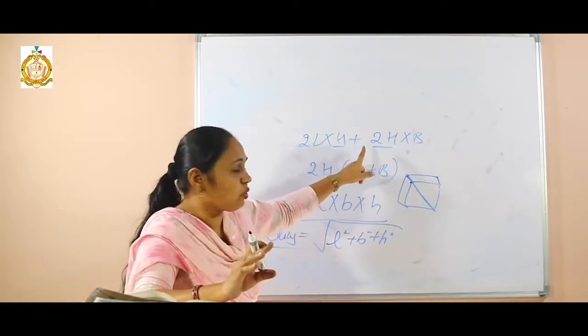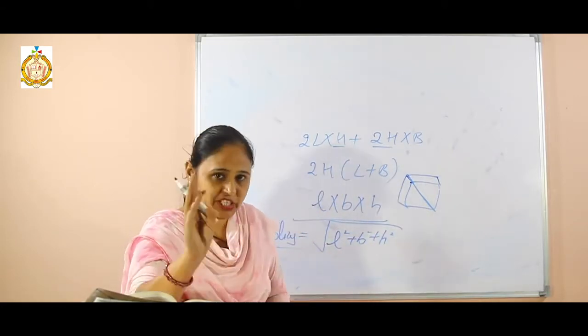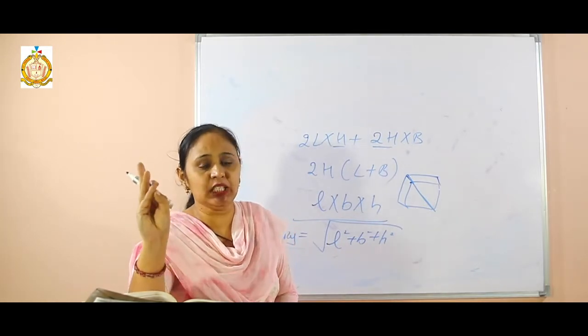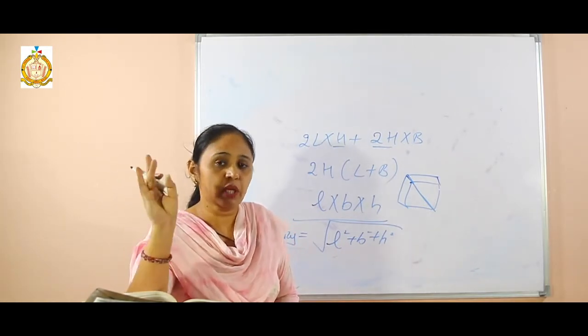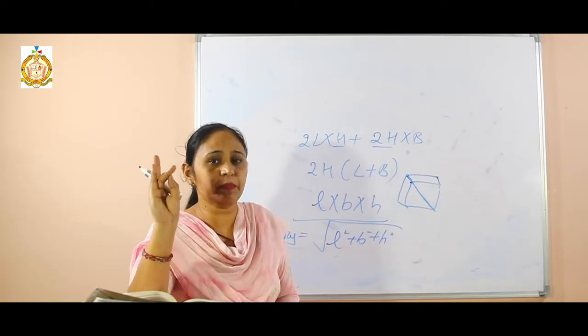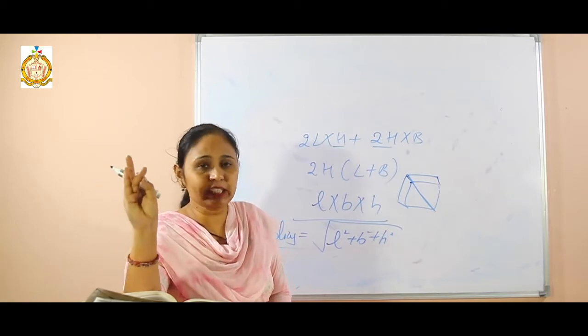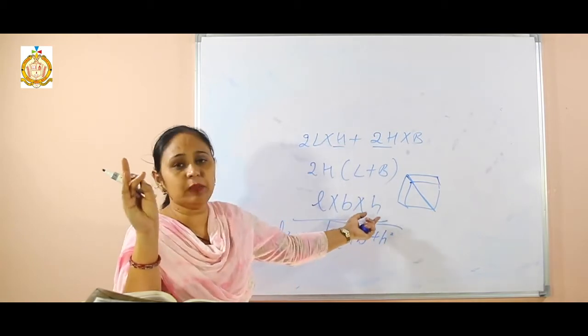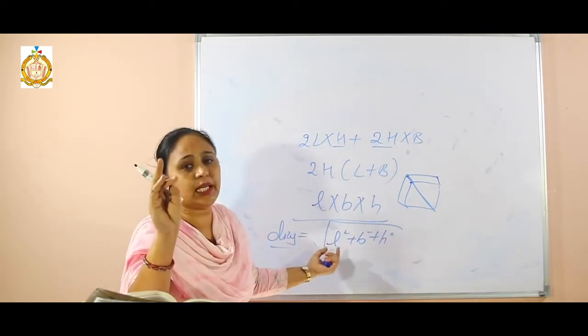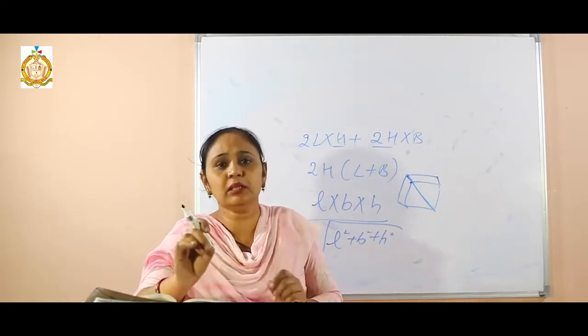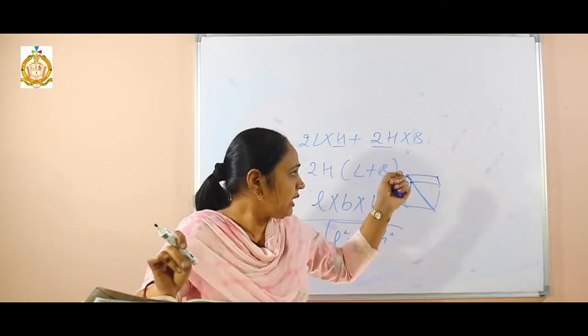These are the formulas related to cuboid. First formula, total surface area, 2(LB+BH+HL). Then the lateral surface area, that means the area of the four walls, 2H(L+B). Then the volume, L multiply B multiply H, and the last one is the length of the diagonal. In case of cuboid, length, breadth, height are different, so we take them as they are.